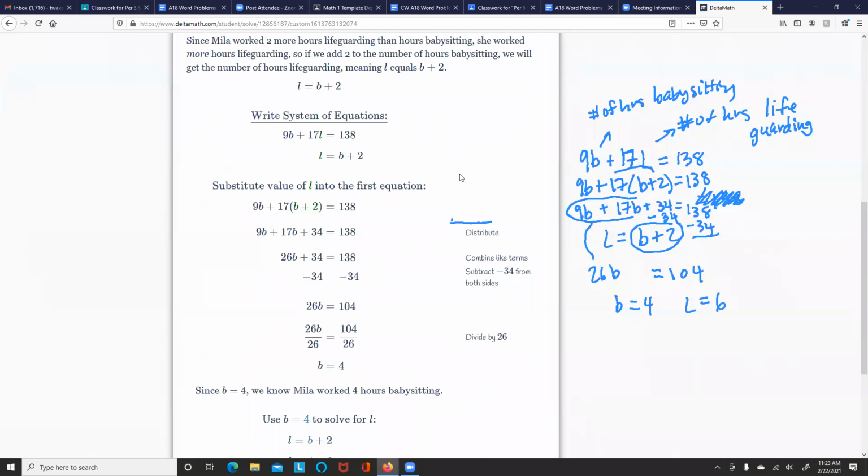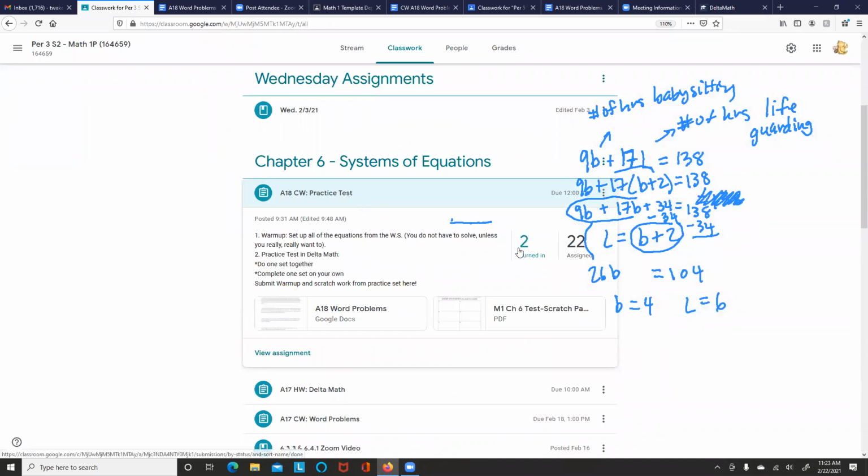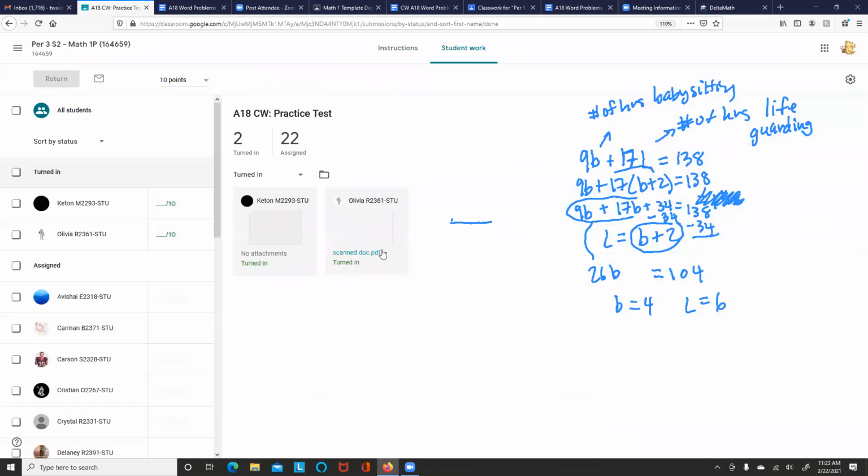So yes, you need to submit this, guys. Not in Delta. Delta automatically submits, but you need to go to the classroom, and 2 people have turned it in, but let's see if they turned in their work. Okay, you have to attach your work, okay? So yes, you must put work. Olivia attached work, Keaton hasn't yet. Other people need to turn in their work. So you need to definitely make sure you attach work to count. If no work is attached, you're not going to get credit, especially on the test. So please do that before you leave.